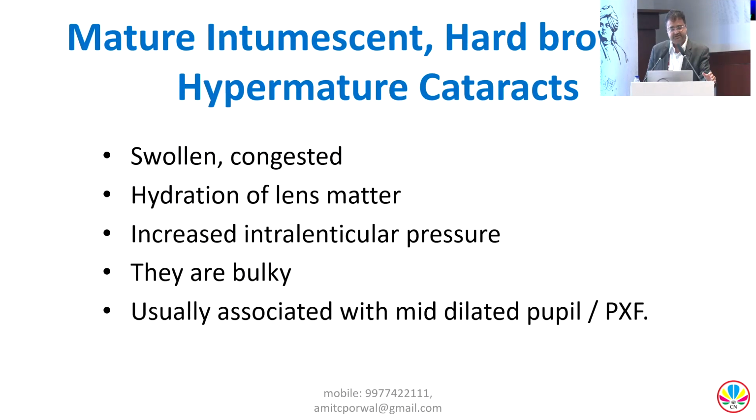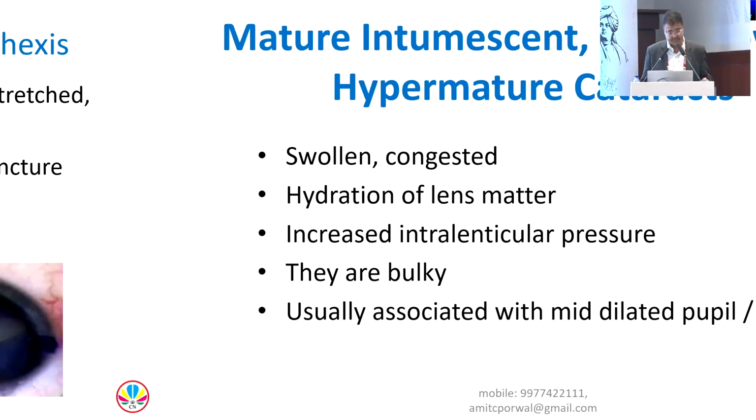So we all know these mature intumescent, hard brown and hypermature cataracts, most of them are swollen, congested. There's hydration of the lens matter. There's increase in intraocular pressure. These lenses are very bulky. These cataracts are bulky. They're usually associated with mid-dilated pupil and pseudo-exfoliation.